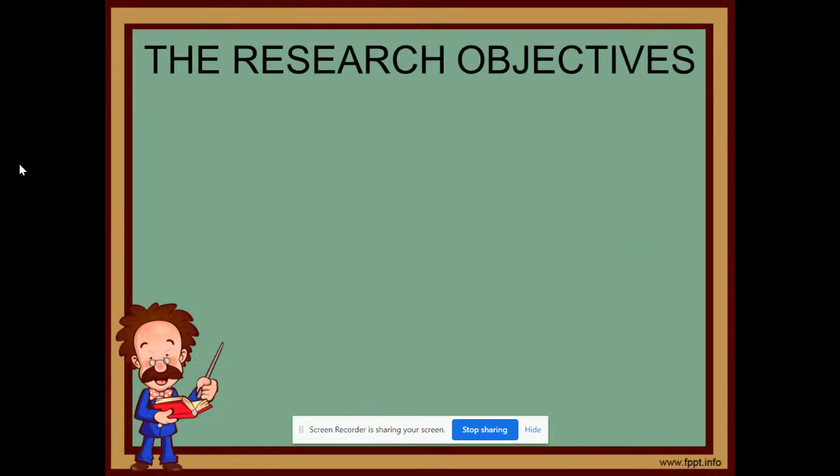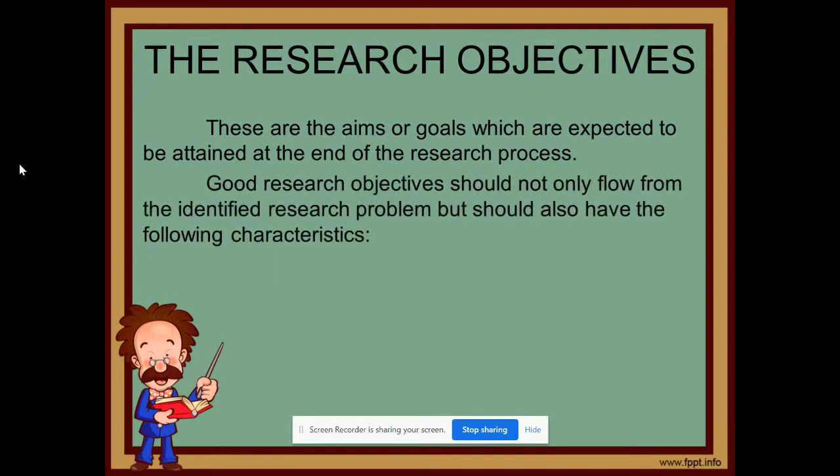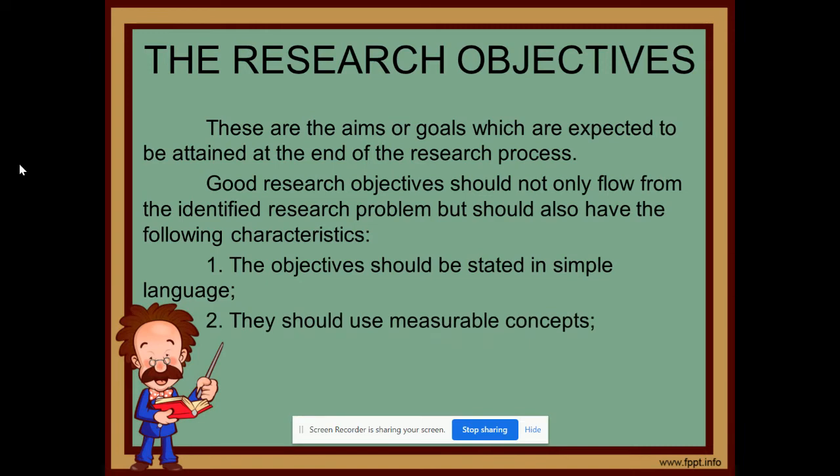Another, how do you know that your research has clear objectives? The research objectives aims, these are the aims or goals which are expected to be attained at the end of the research process. Good research objectives should not flow only from the identified research problem, but should also have the following characteristic. Characteristic number one, the objective should be stated in simple language. Avoid using high sounding words which are not understandable by the reader. As much as possible, write and use simple languages.